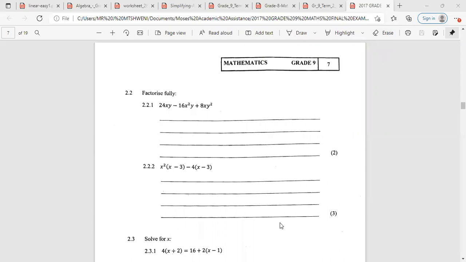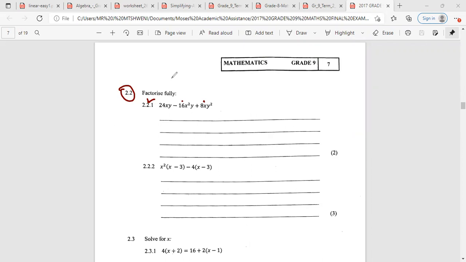Where's my pen? Okay, there it is. Different color. Okay. Now I have question 2.2. Let's start here. So we have 24xy minus 16x squared y plus 8xy squared.